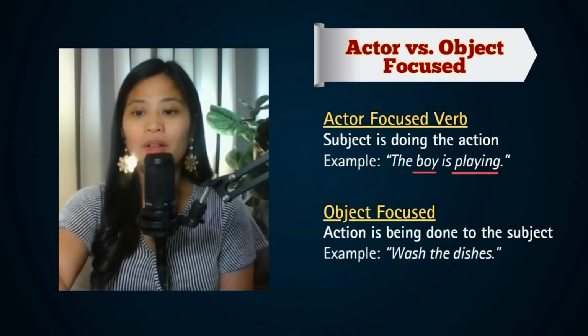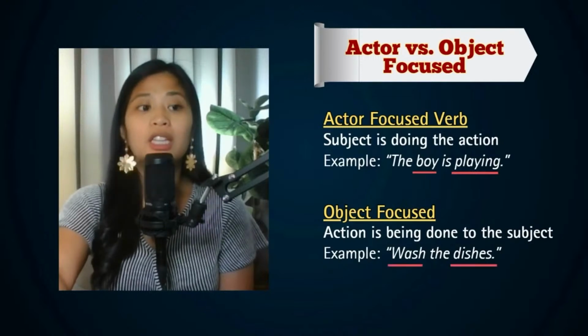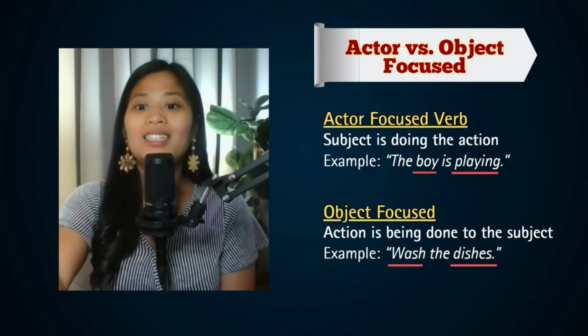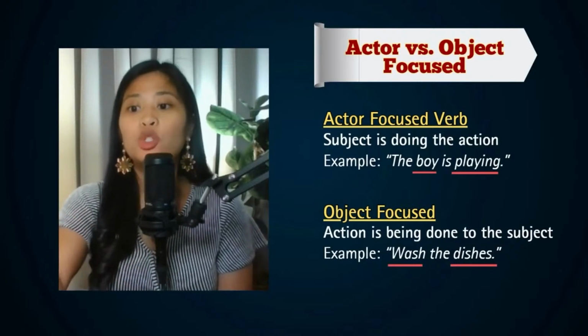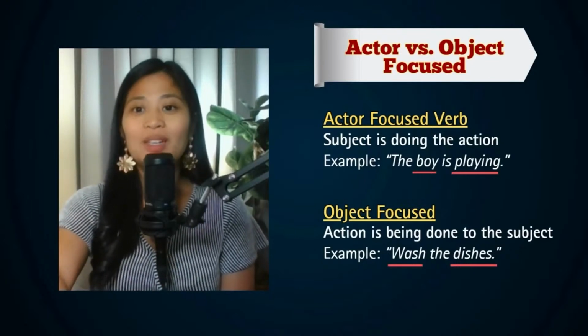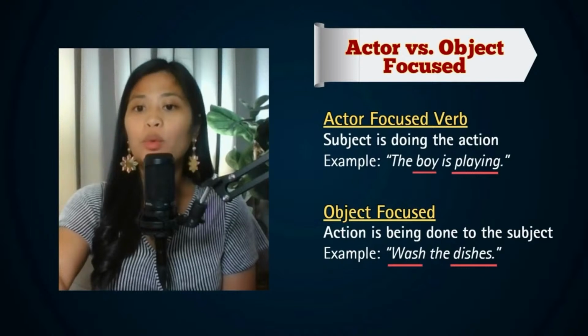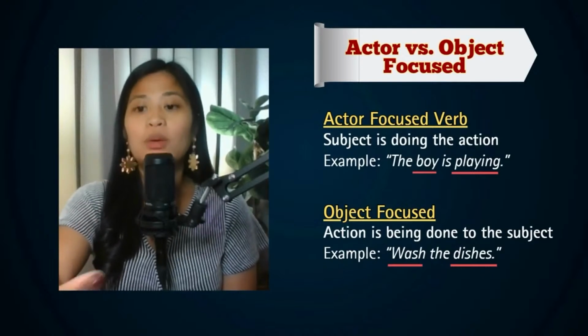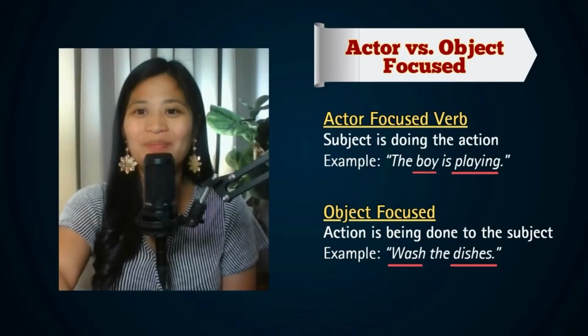For example, wash the dishes. Here, the subject is the dishes, and they are being washed. So the action is being done to the subject. So that's the difference between an actor and an object-focused verb. And the difference between them will be important when we are determining the type of sentence that we're going to make. So we'll see that more in the examples later on.